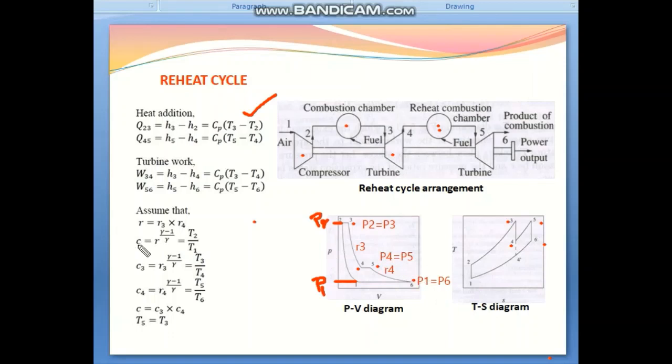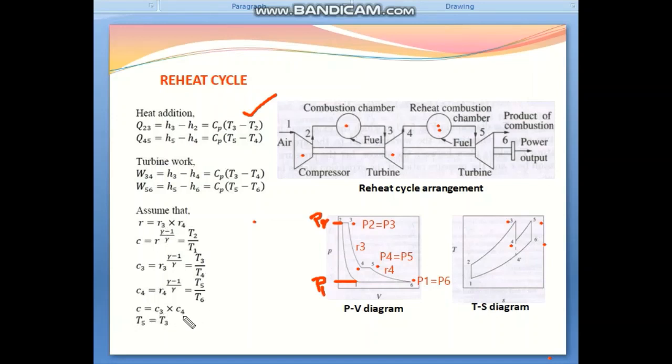Okay, so you already know that C is R to the power gamma minus 1 by gamma, which is equal to T2 by T1, and C3 is R3 to the power gamma minus 1 by gamma, which is equal to T3 by T4, and C4 is R4 to the power gamma minus 1 by gamma, which is equal to T5 by T6. So C is equal to C3 into C4, the same as the relation R equals R3 into R4.